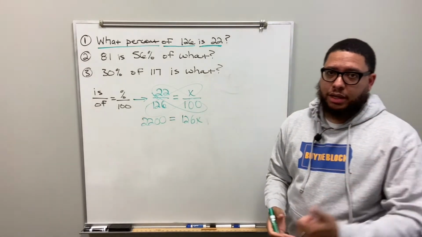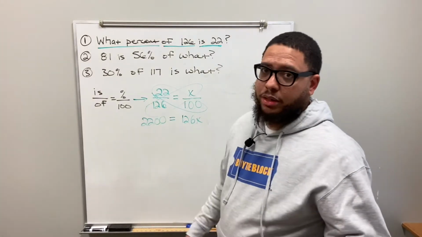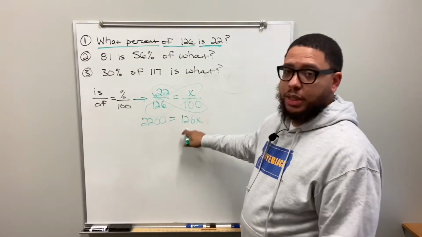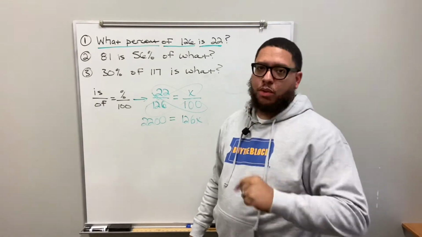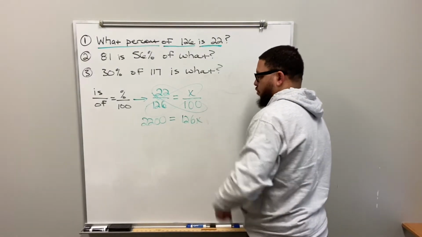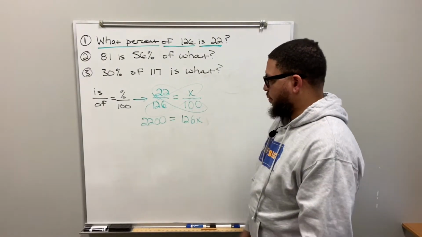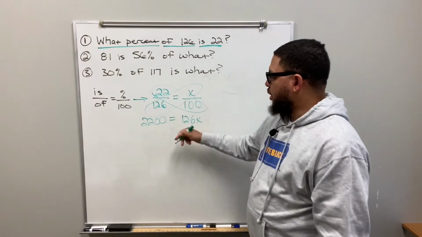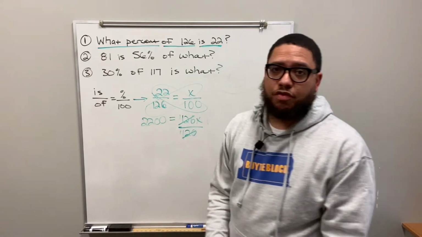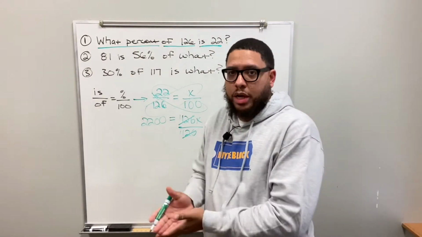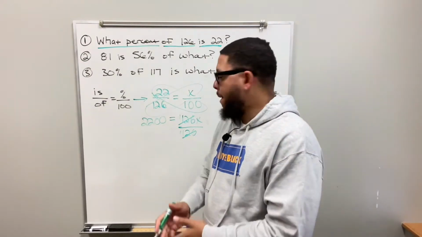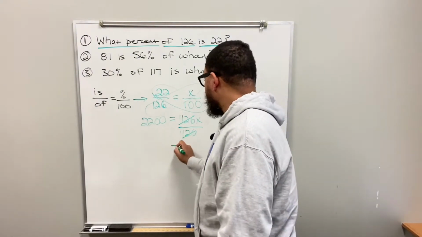So I cross multiply. Now the next step is just to divide. What am I dividing though? Am I going to divide by 2200? No. I'm going to divide by 126. Why am I dividing by 126? I'm dividing by 126 because I'm trying to get x by itself. And if I divide by 126, they cancel out, because every time you divide something by itself, that always equals 1, no matter what the numbers are. So this becomes 1 times x, which is x.